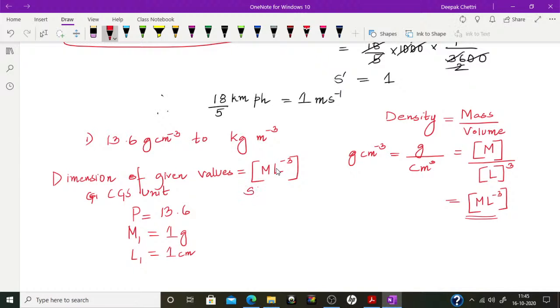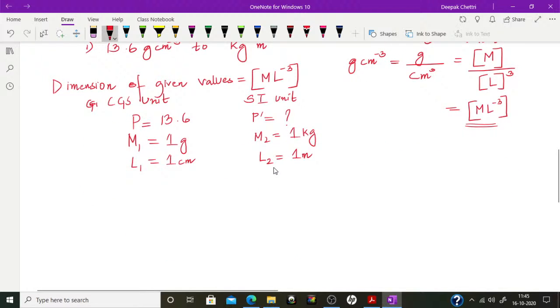If you can see, this is SI unit. Let us call it P dash, the value that we want to find out, so we don't know, so question mark. M2, what is the smallest value here? Kg, so 1 kg. L2, smallest value is 1 meter. Okay, I hope you are understanding so far.